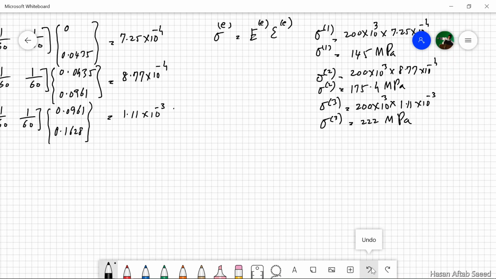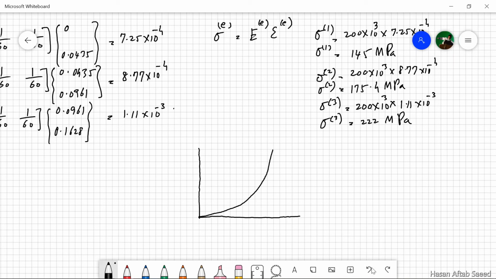These strains and these stresses are constant in each step. In the case of the tapered bar, that is not the case. The bar is gradually decreasing in width, so the stress should also gradually increase. If you compare the displacements of the two situations, in the case of the tapered bar that was given to us, the displacements are very smooth like this.